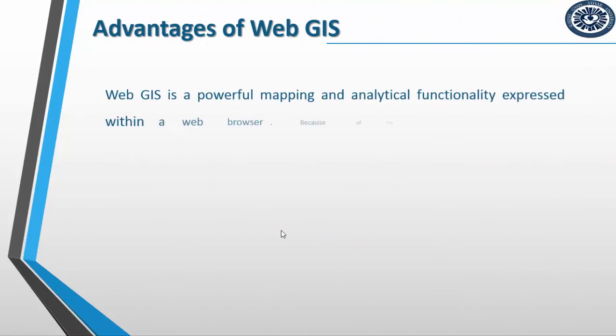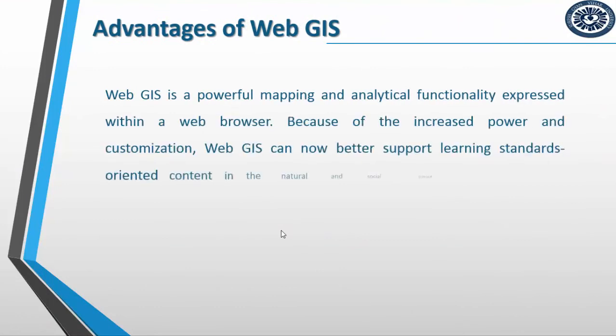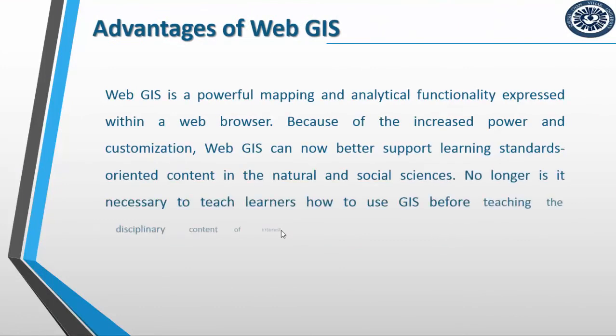So now let's discuss some advantages of WebGIS. WebGIS is a powerful mapping and analytical functionality expressed within a web browser. Because of the increased power and customization, WebGIS can now better support learning standard-oriented content in the natural and social sciences. No longer is it necessary to teach learners how to use GIS before teaching the disciplinary content of interest.